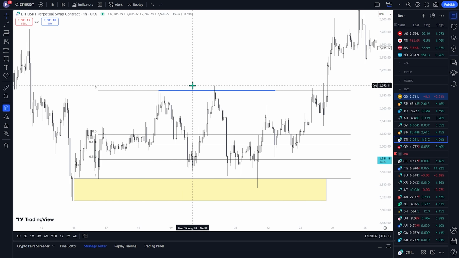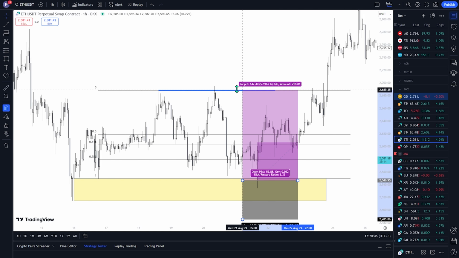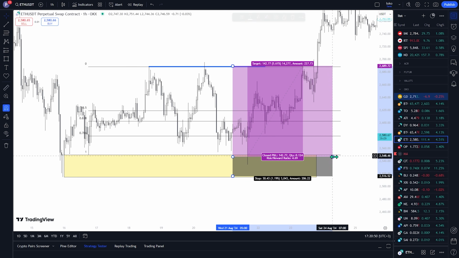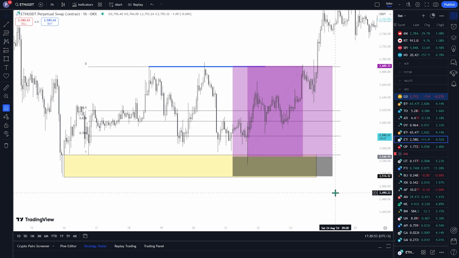And as you can see, it's already captured. Afterwards the price is going to drop to our point of interest zone, and from that perspective we are going to enter the deal, get a good risk reward ratio, and walk away with the profits.